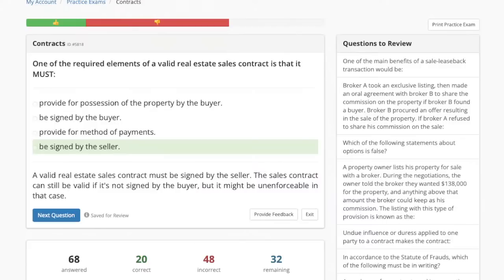But listen to the question carefully. Do all contracts need to be in writing? I didn't say anything about real estate contracts or transferring property. If they start asking about transferring ownership of property, that's a different deal. Everybody got it? That's where people can get tricked on these questions.